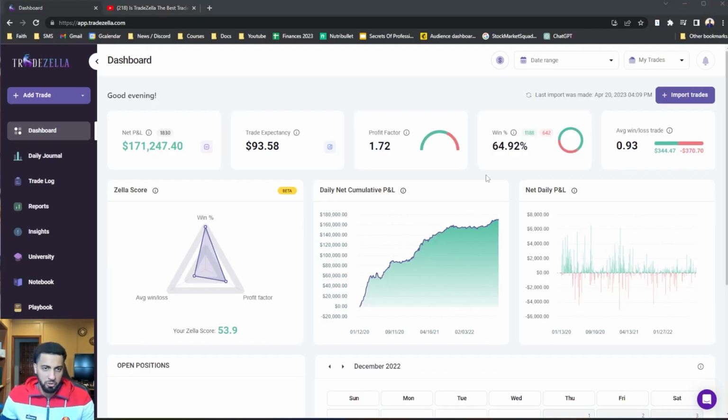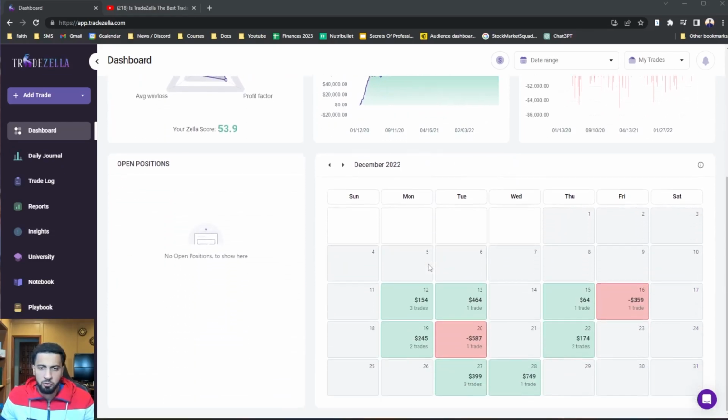After you've got your trades uploaded, which was super fast and easy, you look at the dashboard. First, you're going to see the overall P&L. Then you're going to see the trade expectancy, the profit factor, the win percentage, and the whole P&L curve here along with the daily results. If you scroll down here, you see the calendar, and the calendar breaks down by day.